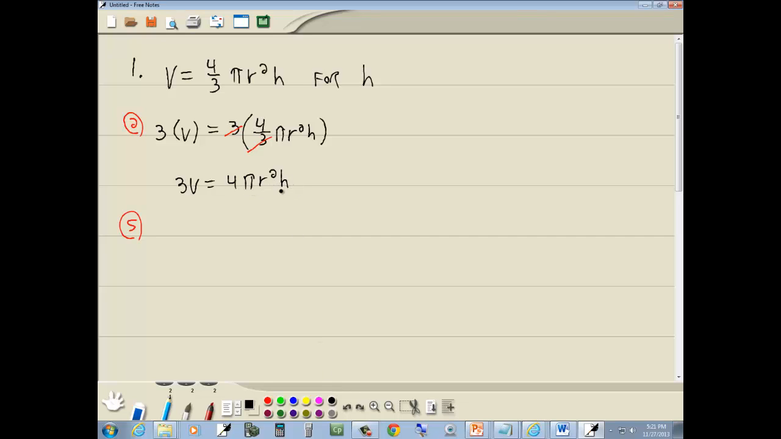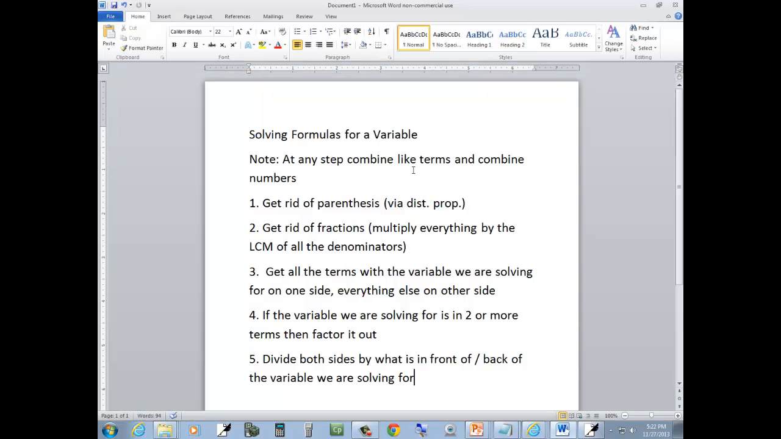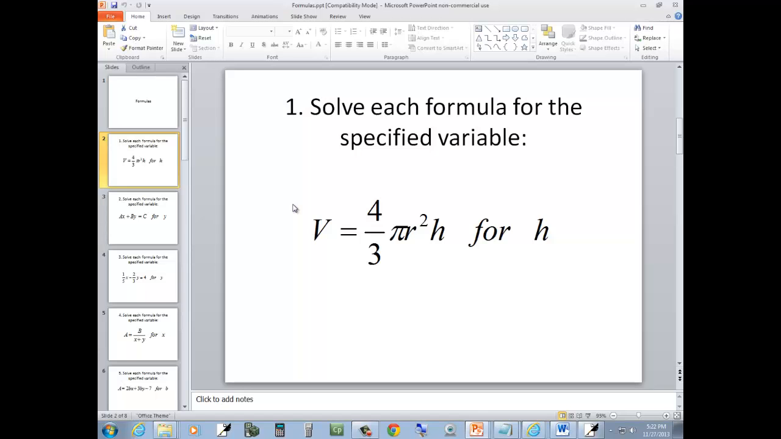There's a 4 pi r squared in front of the h, so we'll divide both sides by 4 pi r squared. And when we do that, the 4s cancel, the pi's will cancel, and the r squareds will cancel. And we got h is equal to 3V over 4 pi r squared. And that's our answer. Let's take a look at our second example.